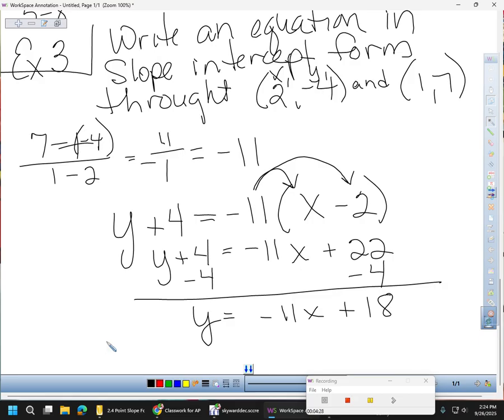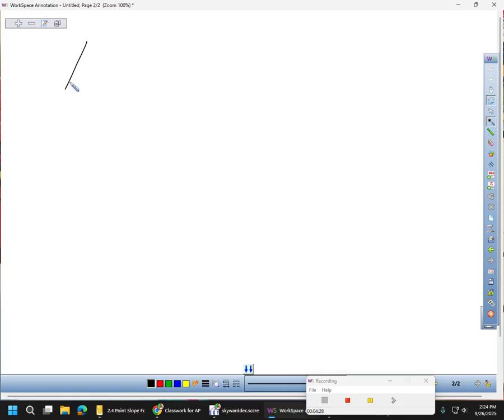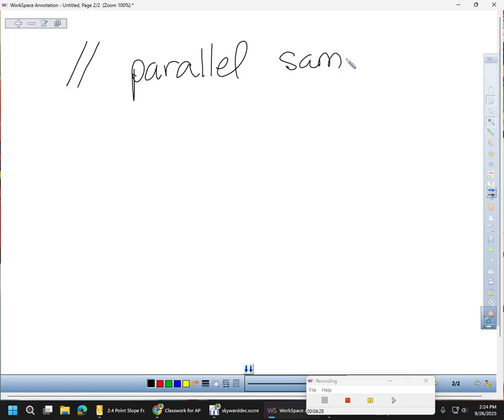Okay. Then the next thing I want to talk about is parallel and perpendicular. Parallel means what? Side by side, never touch. That also means I'd like to draw it with that symbol, right? Parallel means same slope. If they have the same slope, they'll never touch.